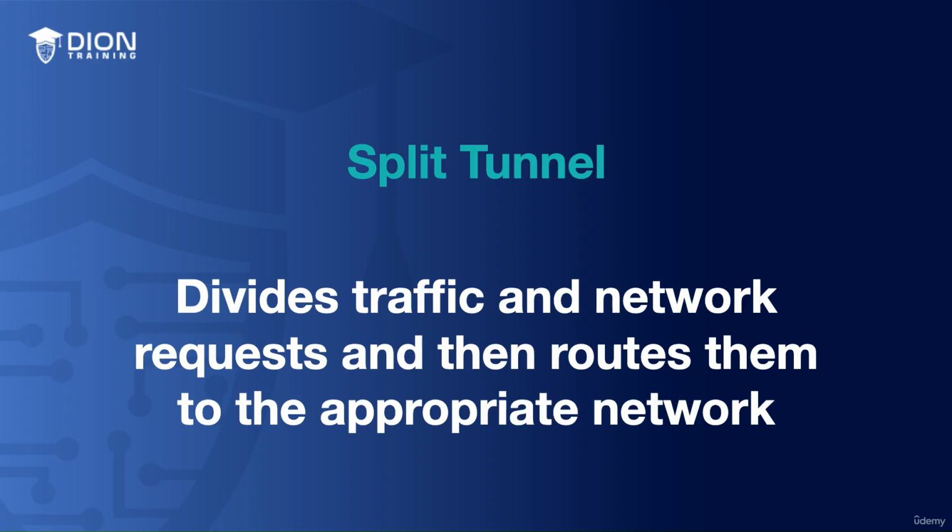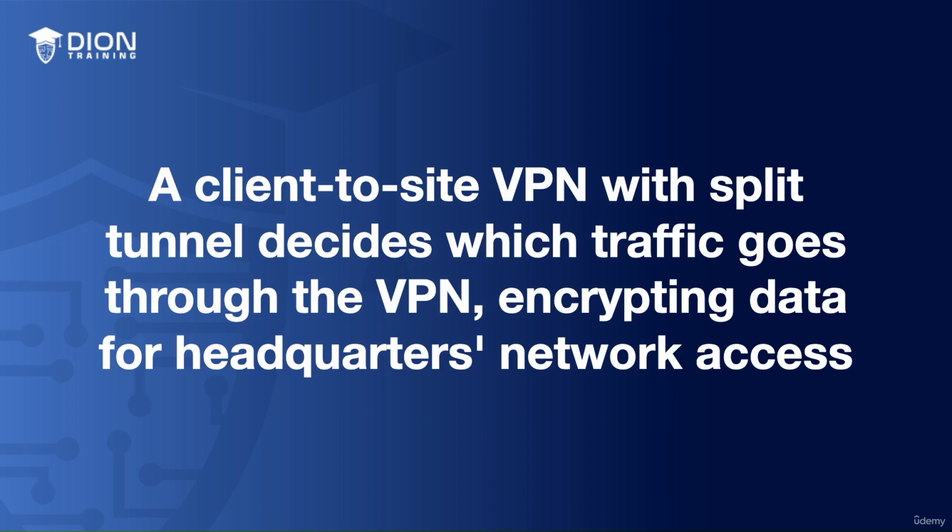Now, a split tunnel VPN, on the other hand, is going to divide your traffic and network requests and then route them to the appropriate connection or network. A split tunnel VPN will route and encrypt only the traffic that's bound for your headquarters network over your VPN, and everything else will be sent out a split tunnel to the rest of the internet directly from your location. For example, if I'm using a client-to-site VPN on my laptop using a split tunnel from my home office, I actually have a VPN that's going to decide which traffic will be routed over the VPN and which traffic will go directly over to a website that's located directly on the internet.